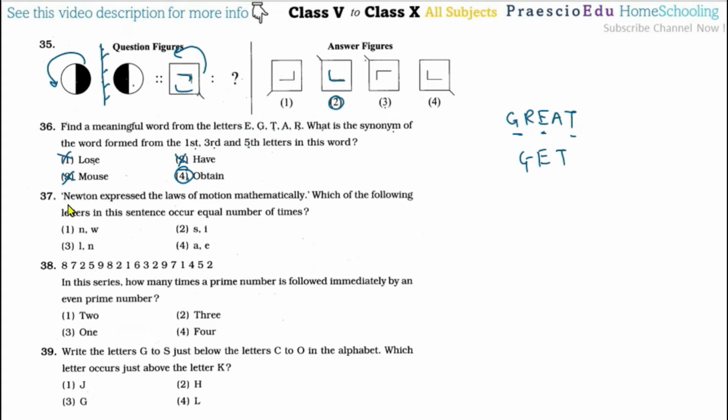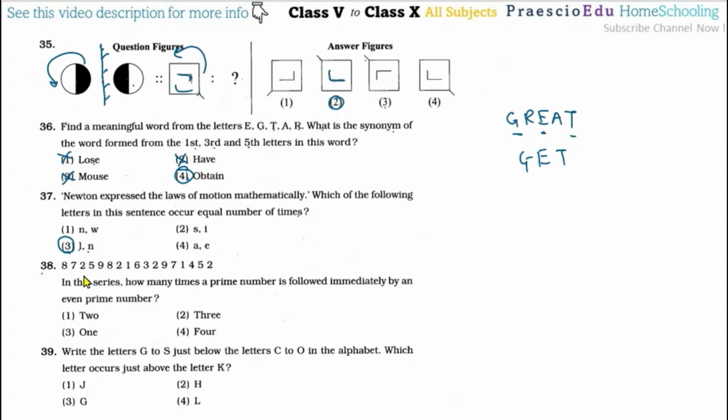Question number 37. Newton expressed the law of motion mathematically. So this is a statement. Which of the following letters in this sentence occurs an equal number of times? If you count all of these, you will get the letters L and N, which is option number 3. These are equal in count. So I request students to please count all the letters. You will find that L and N are equal in number.